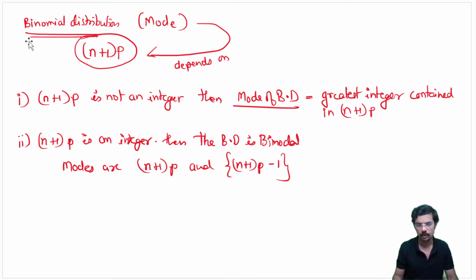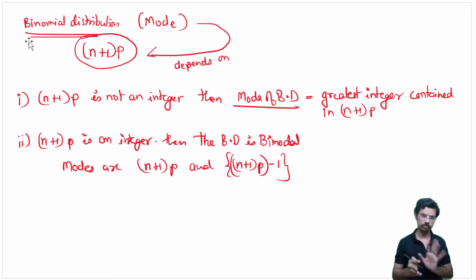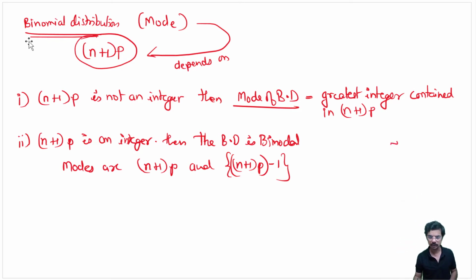You subtract 1 from this integer, and what you get is the previous number. So for example, if (n plus 1) into p is 7, then 7 and 6 are both the modes of the binomial distribution. That is what we mean here.